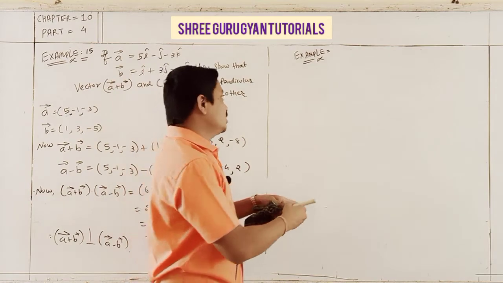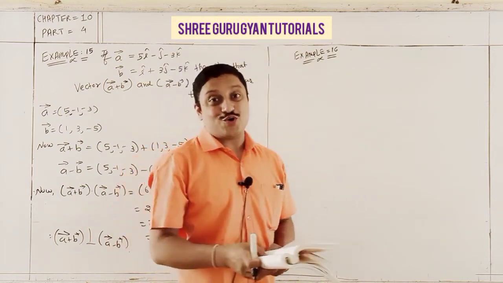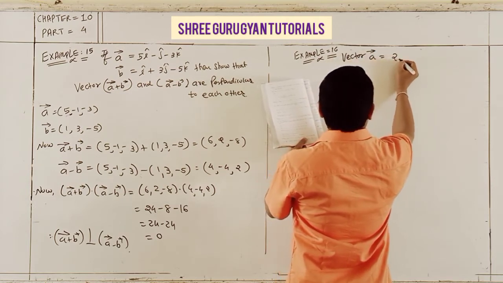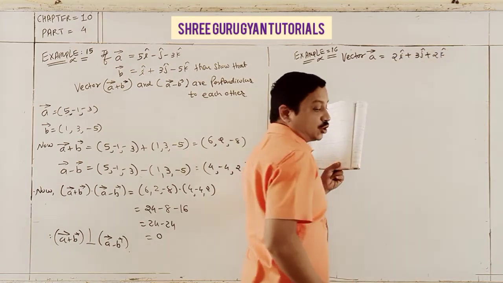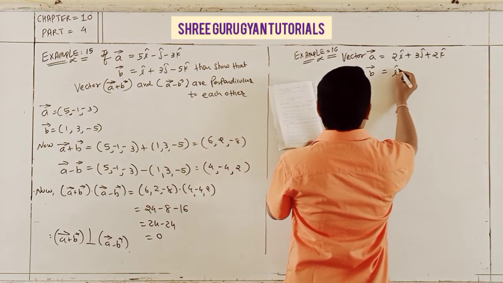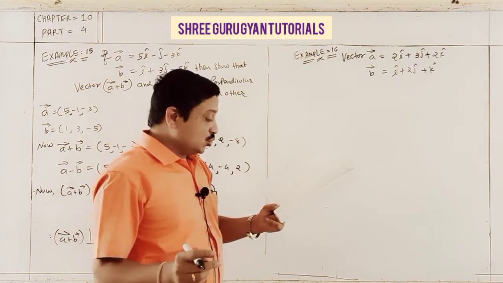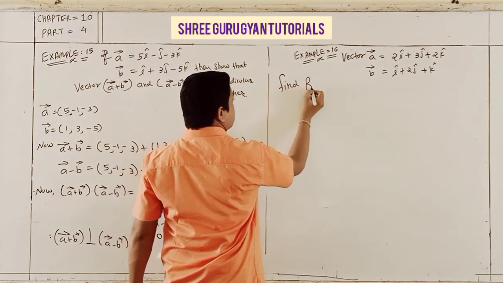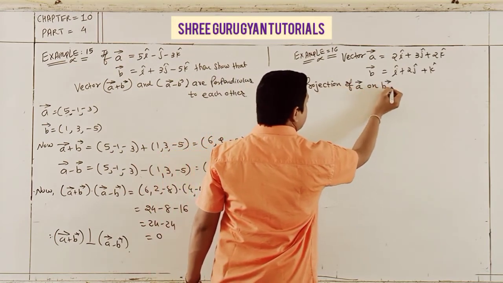In the 16th one, the question is available. A and B vectors are given, and find the projection of A on B. Vector A is 2i plus 3j plus 2k, and the second vector B is i plus 2j plus k. Again check: 2, 3, 2 and 1, 2, 1. Yes, find the projection of A on B. So very easy.